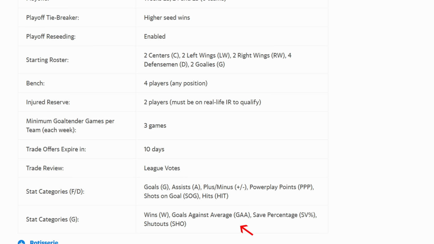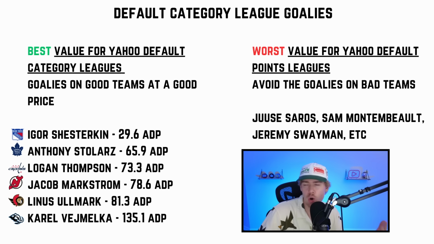Now, obviously for goalies, if your league manager added saves to these cats, then some of these volume goalies may be applicable, but with these, you really don't want those goalies on bad teams. I still don't generally like drafting goalies very high, but I do recognize some good value at ADP here. I think Igor Shesterkin going as what, the 5th goalie off the board after Mackenzie Blackwood doesn't make much sense.